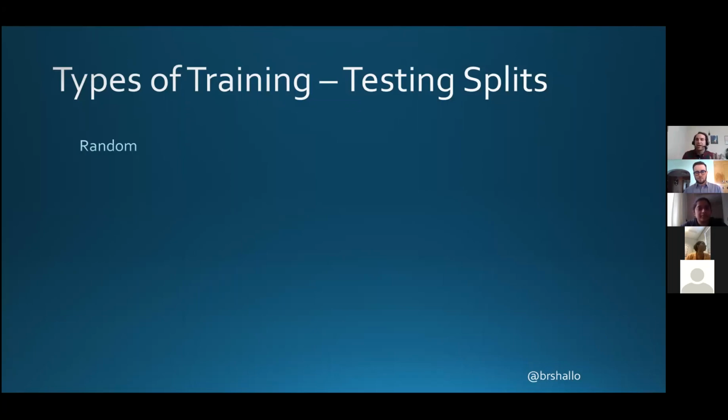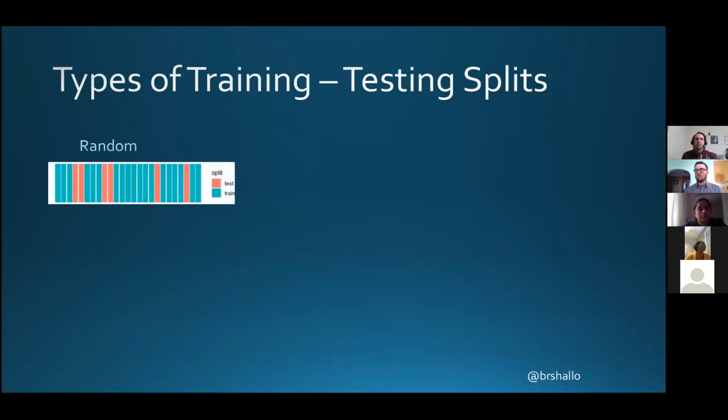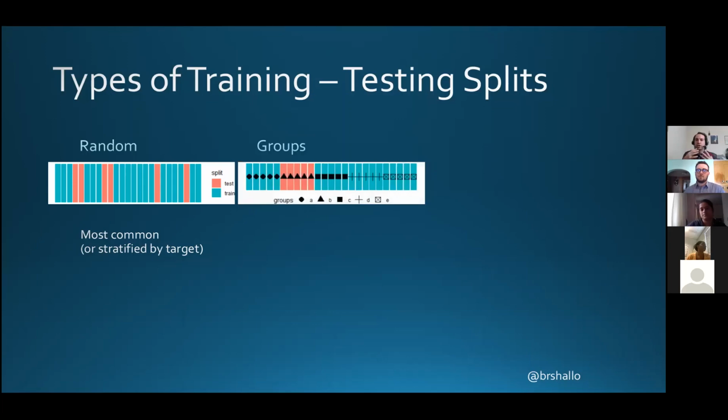So the most common way of doing this initial split is just randomly. So you'll have some set of observations that fall into your training data set and some that get put into your testing data set. This is the most common approach. You may have some kind of stratification, say if you want your target to be represented similarly across your training and testing sets, you may stratify across that. But other than that, you may just have a random split in the training and testing sets. Another common approach for setting up training and testing splits is across groups.